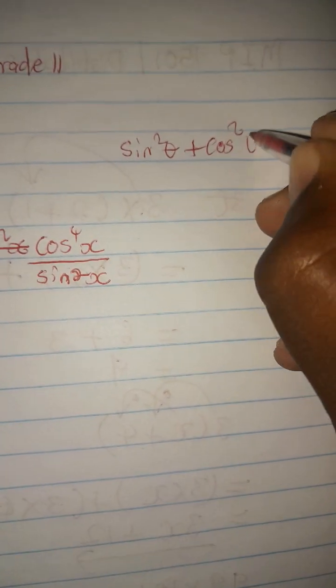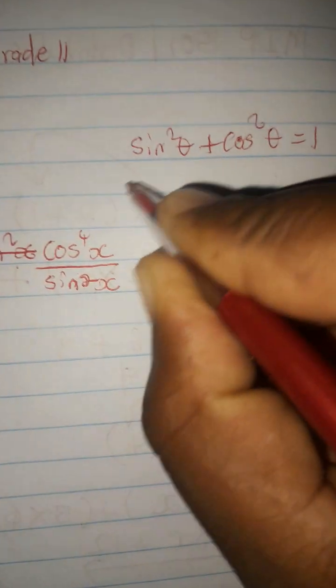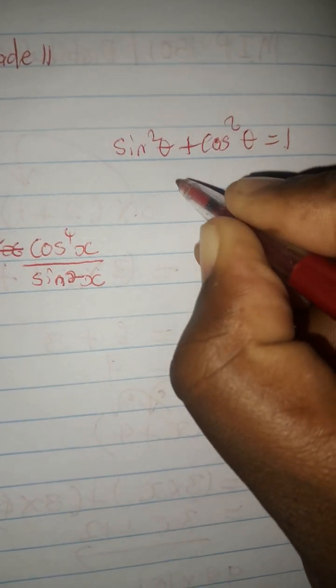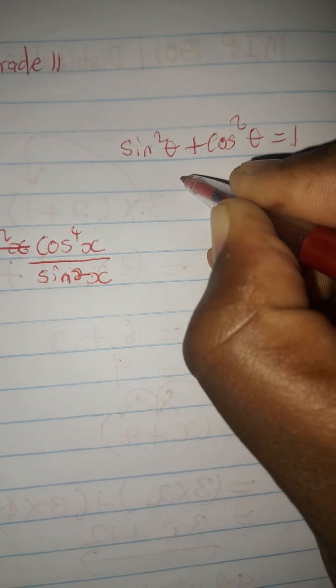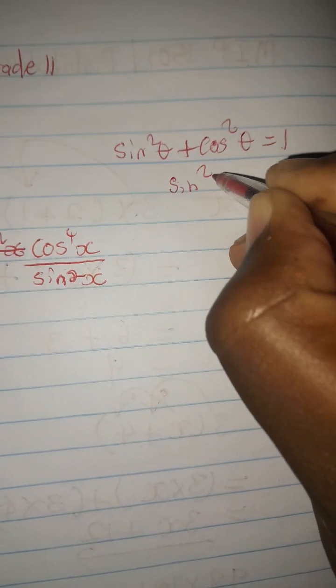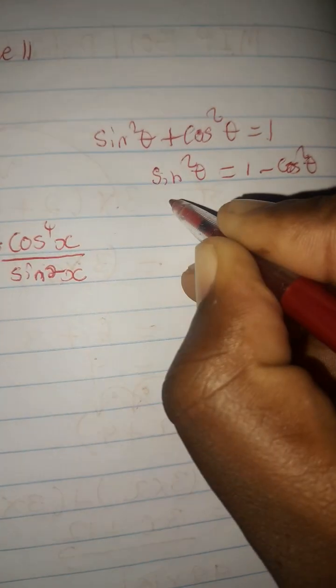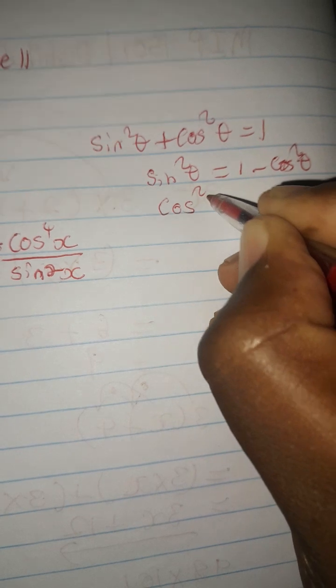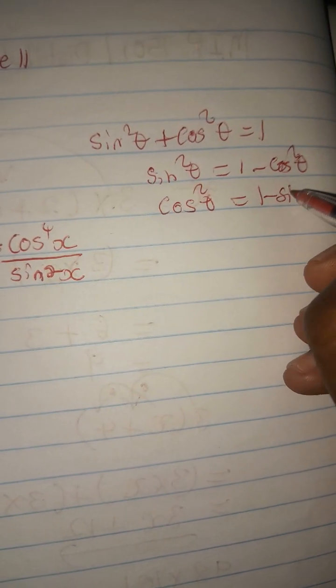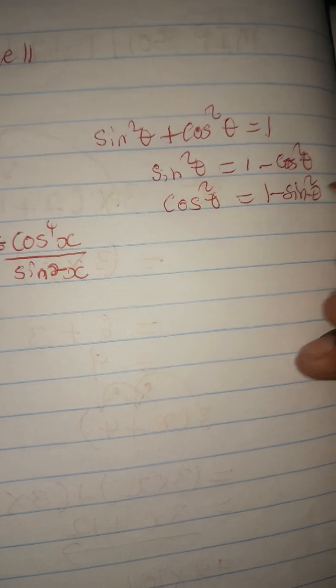So the first identity that you must put in your mind is sine squared theta plus cos squared theta equals 1. From this identity, we can have two identities. Consider we make sine squared theta the subject. We are going to have 1 minus cos squared theta. So let's say we make cos squared theta the subject, it's going to be cos squared theta equals 1 minus sine squared theta.